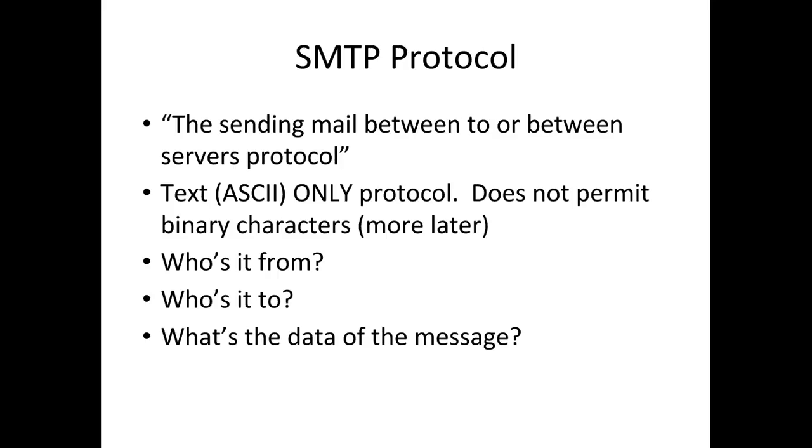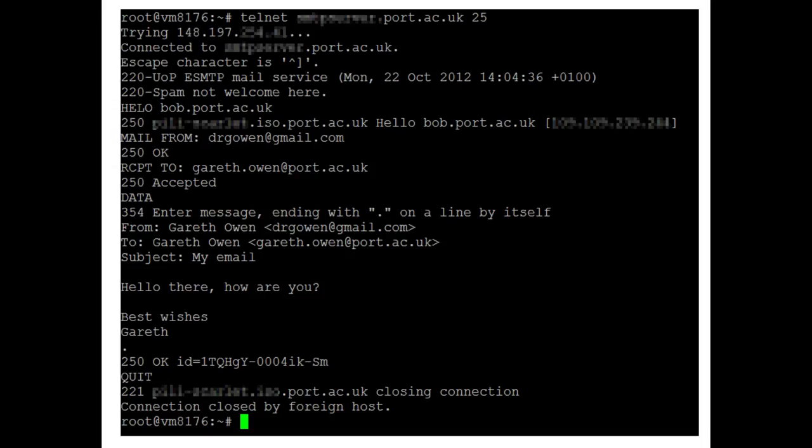So the SMTP protocol enables you to send mail to a mail server, or between mail servers, to enable messages to get from one mail server to another. It is a text or ASCII only protocol, although it does permit binary characters, so there's a mechanism whereby we can encode binary characters to make it look as if it is ASCII text. It will contain information with regards to who it is from, who it is to, and what the data of the message is. And we can have a quick look at a message here.